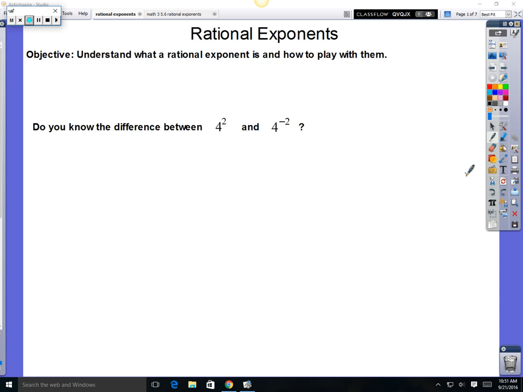Okay, what happens when you have rational exponents? So, here we go. First of all, let's look at exponents that are just integers. So 4 squared versus 4 to the negative 2. If you've got 4 squared, what's really happening is this.